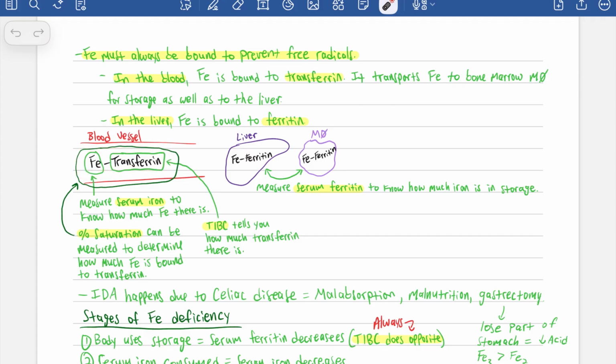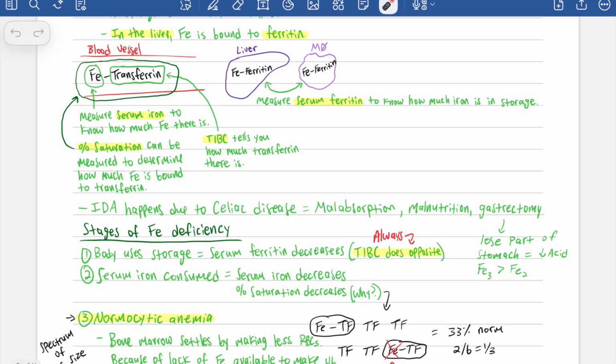Okay. And ferritin is going to be found in the liver and in the macrophages because, like we said before, iron is bound to ferritin when it's in the storage phase. So we can also measure ferritin in the blood to know how much iron is in storage. So this all gives us a better idea to try and pinpoint exactly what the problem is and how can we fix it.